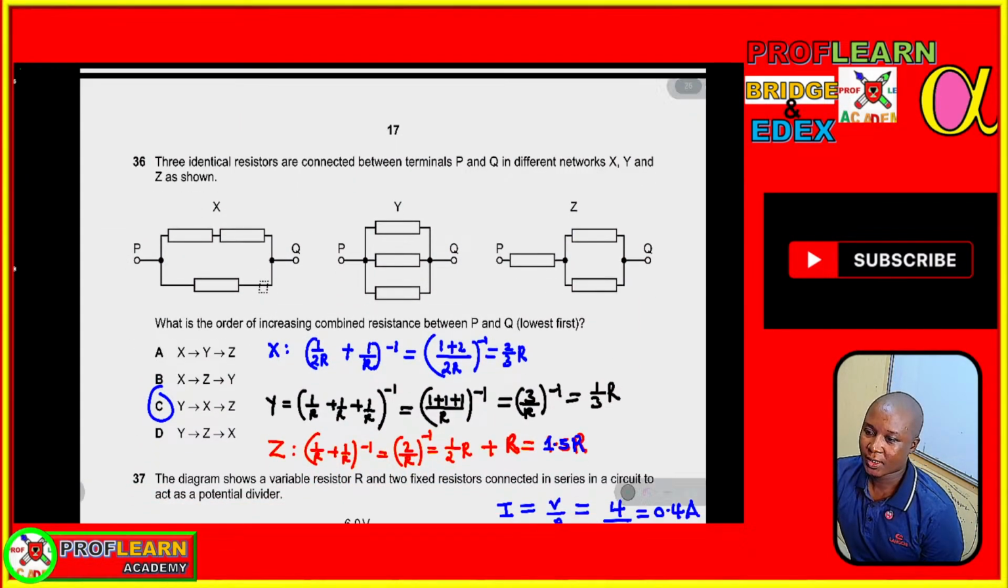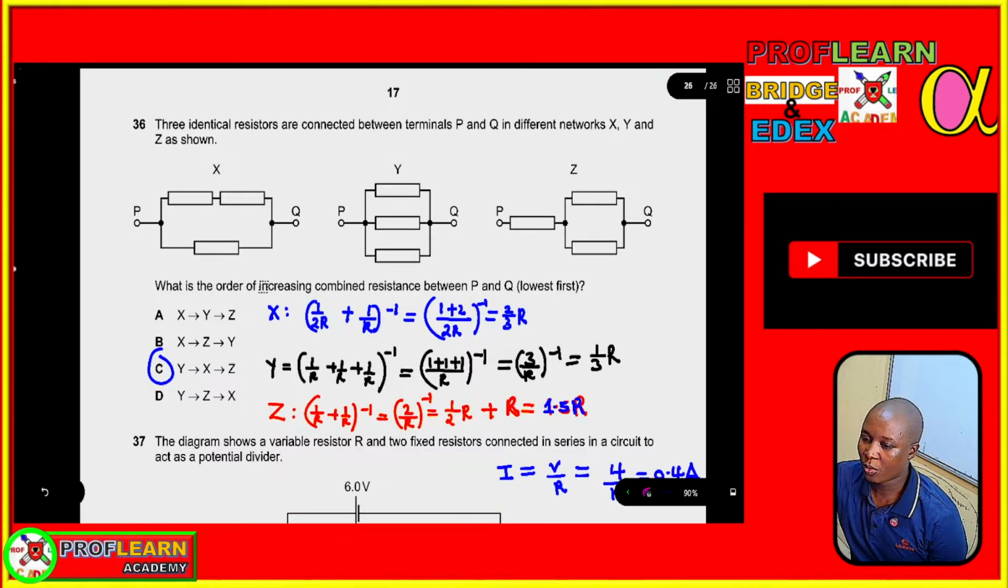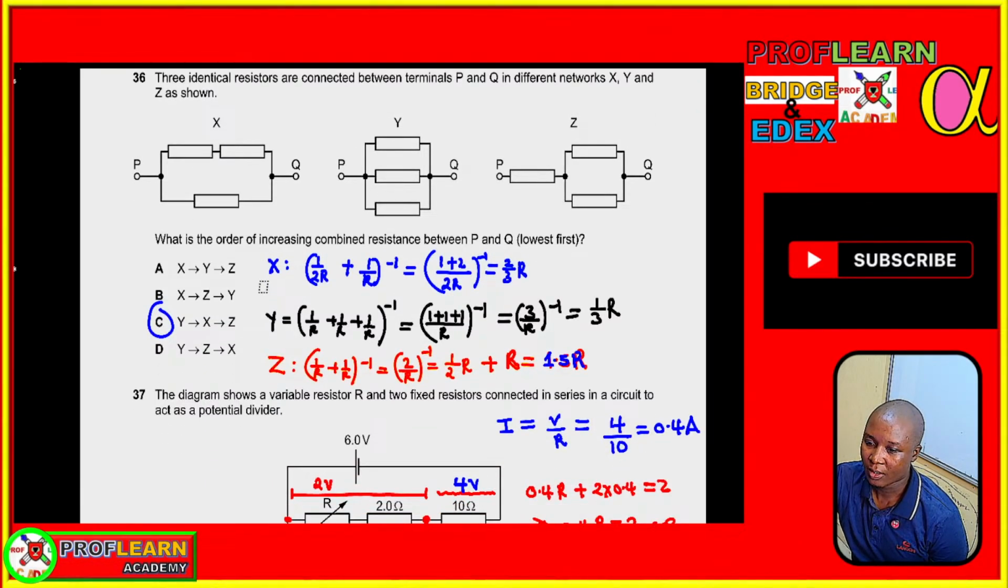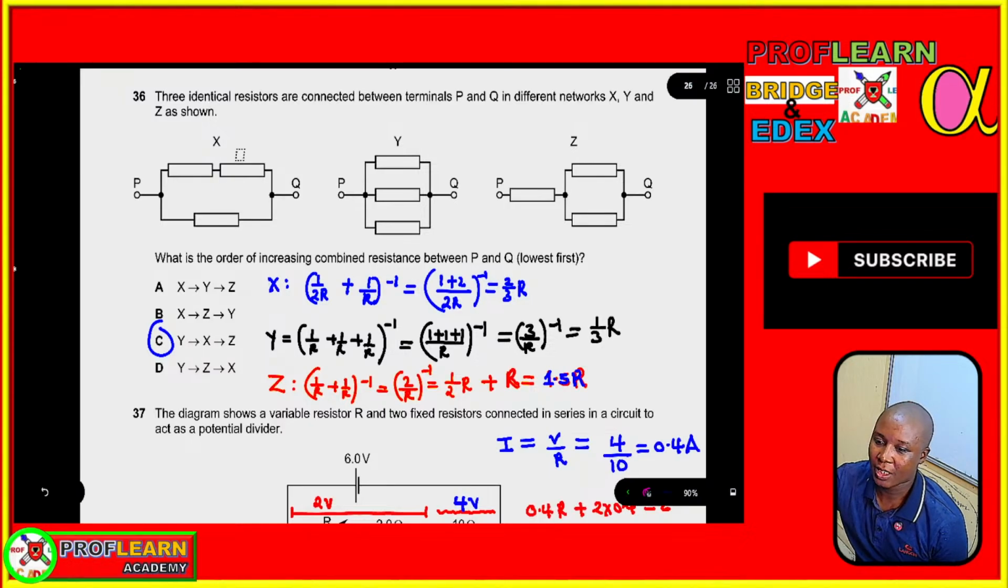Three identical resistors are connected between terminals P and Q. Which order of increasing combined resistance between P and Q is correct? We start with the lowest first. Of course, I started by finding the total resistance for X, so we shall say these two will be in series. So if we are having one having resistance R, then we are going to say R plus R will be 2R. So we shall have 2R over 1 over R. Working out everything, we are going to get this value.